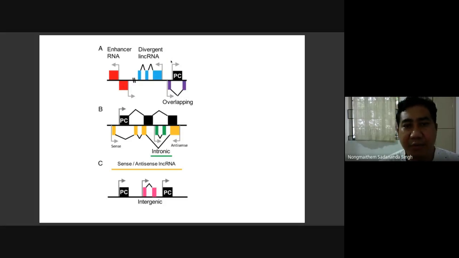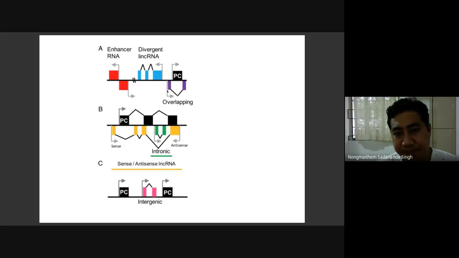One very important type is the divergent long non-coding RNA. It is called divergent because, at the same locus, it produces two RNAs using the same promoter region, transcribed in opposite directions. Two of the RNAs are transcribed from the intergenic region. Then, when we talk about overlapping long non-coding RNAs, what does it mean?